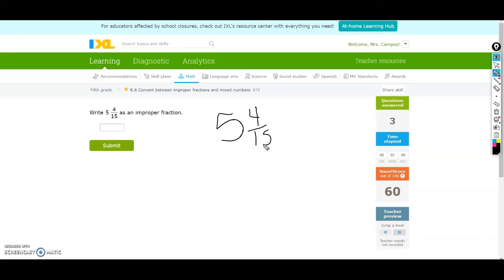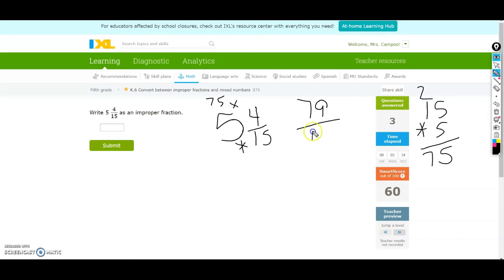Okay, if you don't know 15 times 5, which you probably don't, you would work it out. So it's 25, and then 5 times 1 is 5, plus 2 is 7. So you would get 75. So you're going to do, multiply here, 75 plus the 4 is 79, and they're 15ths. 79/15.